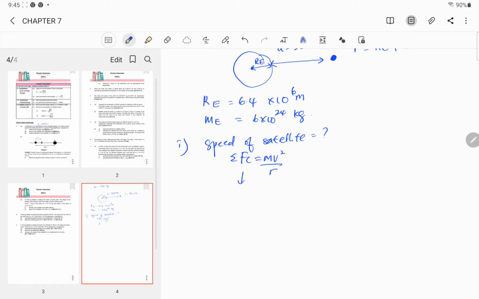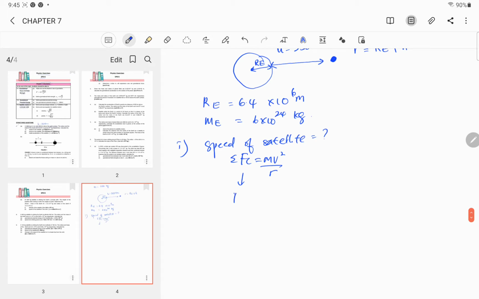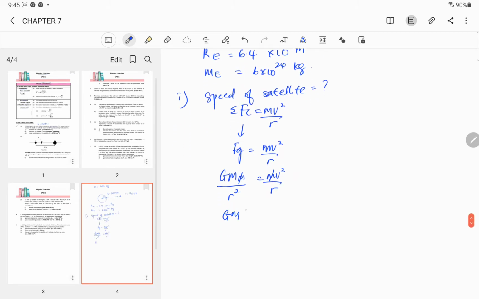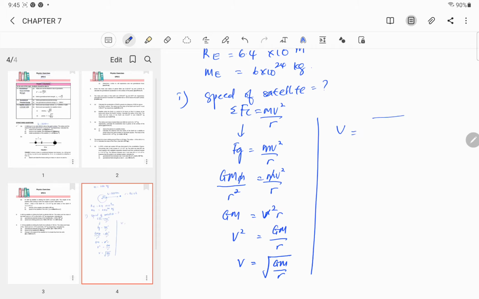So the only force acting toward the center of the circle is Fg. So Fg equal to mv squared over r. So you have GMm over r squared equal to mv squared over r. You can cancel off m. So then we have GM equal to V squared over R. Okay, so V squared equal to GM over R. So we have V, which is the velocity of satellite motion, equal to square root of GM over R.